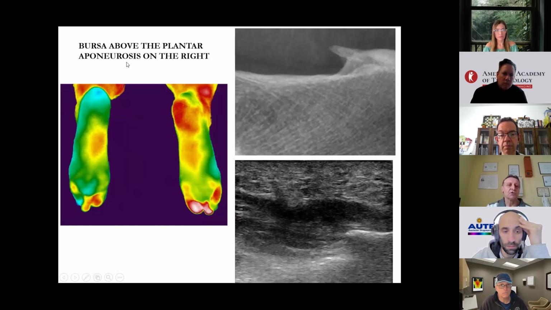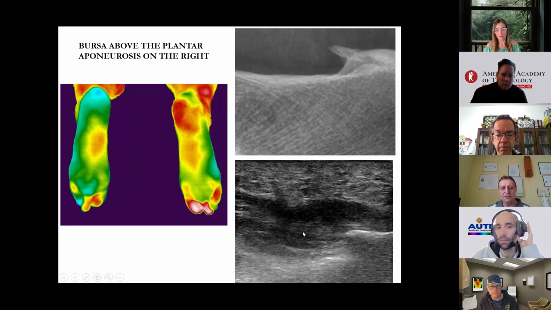Bursa above the plantar aponeurosis of the right side. On X-ray and on sonography, we can see calcar calcanei plantaris, but it is not the main problem. The main problem is filling of the bursa over the plantar aponeurosis. Here we can see plantar aponeurosis, and over the plantar aponeurosis on the plantar site is a filled bursa, which leads to increased temperature activity and consequently the pain of the affected foot.